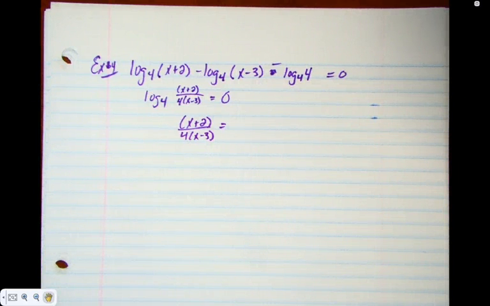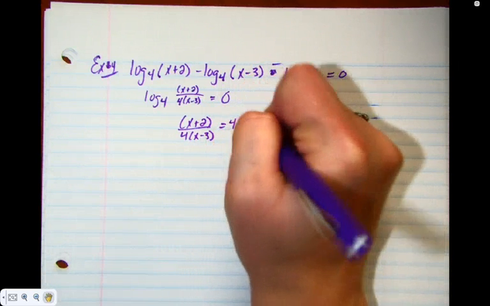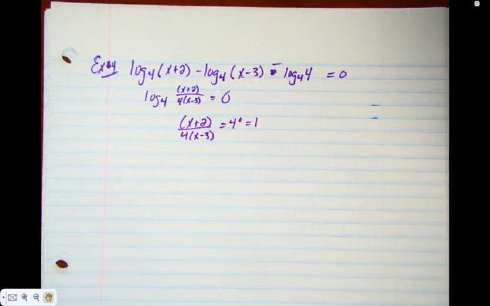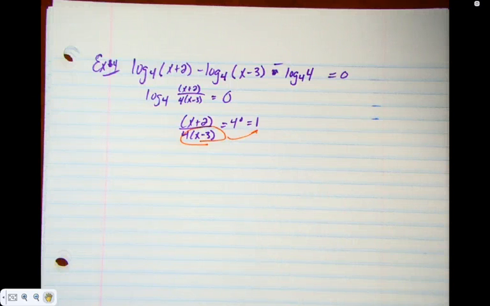Now in your brain, if you can see it's 1, you can go right to 1. I'm going to just show the 4 to the 0, just so when you look back, you see what happened there. Does everyone understand why 4 to the 0 became 1? Okay, solve for x. Well, what did we do in the last example that looked really similar to this one? We took the bottom and multiplied it over to the other side, just to clear the fraction.